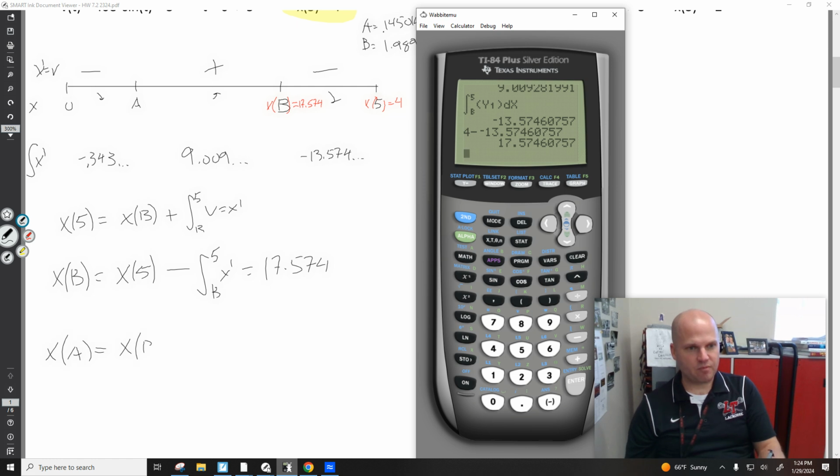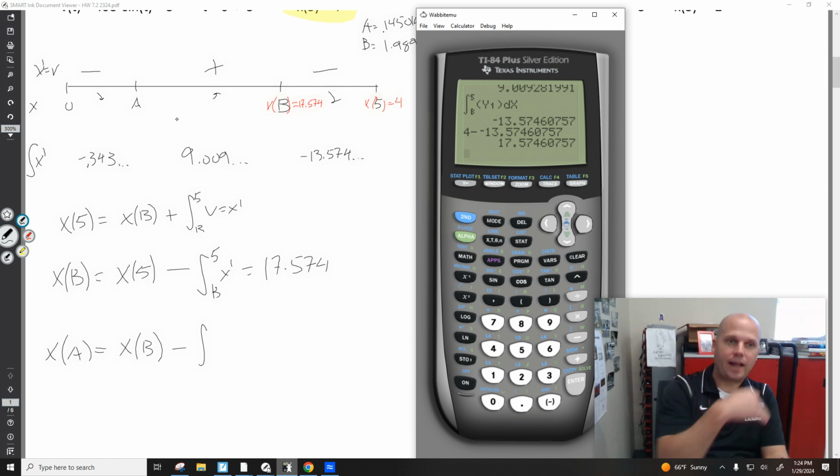I know what x of b is. Again, I need to subtract this 9. I'm going to increase 9 to get to 17. I need to subtract the 9 to figure out where I came from. So it's going to be around 16.